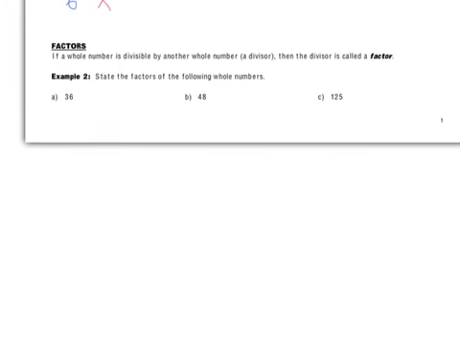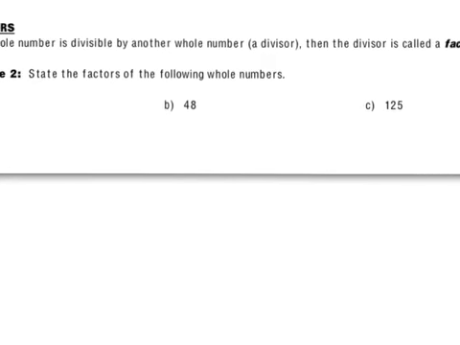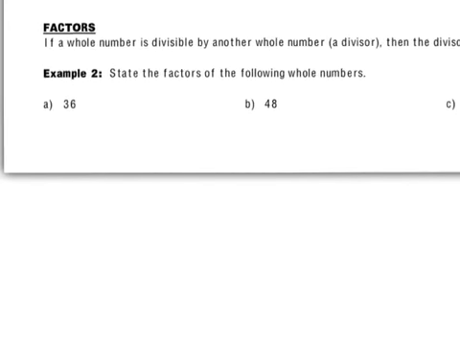Hopefully it'll make sense. So example number 2, state the factors of the following whole numbers. And we're going to, let me make this a little bigger here. And we're going to look at the number 36. So the factors of 36 are all the whole numbers that divide evenly into 36. Well, 36 divided by 36 gives us 1. So 1 times 36 gives us 36. So 1 and 36 are factors.